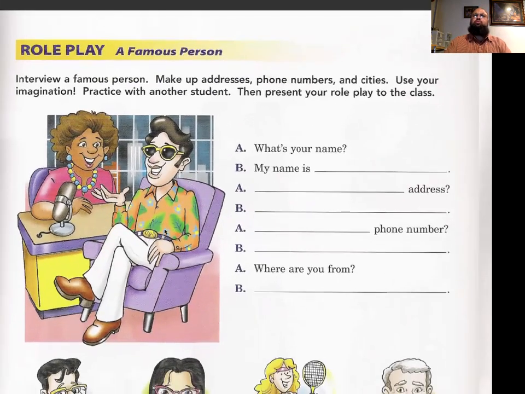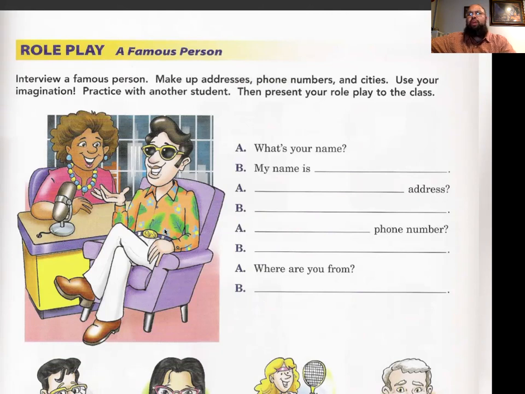So we're going to do a role play. Role play means when you pretend. You're pretending to be somebody famous. So interview a famous person. Make up addresses. That means use your imagination. Phone numbers and cities. Use your imagination. Practice with another student. Then use your role play to the class. So then you're gonna present your role play to the class.